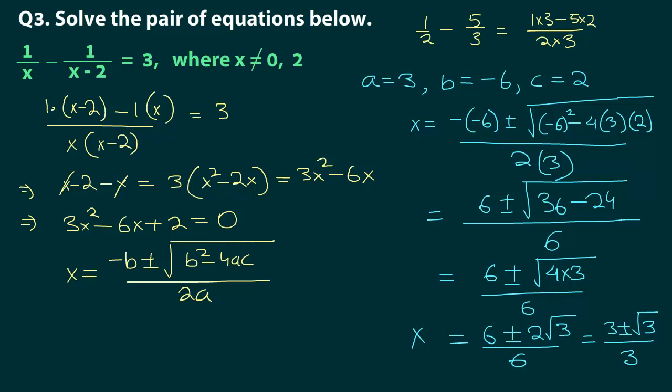So the value of x in this equation is, there are two values of x. x can be 3 plus square root 3 by 3, or x can be 3 minus square root 3 by 3.